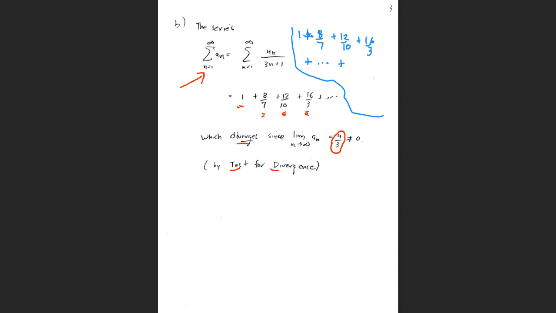And when n is large, the terms of the series behave like this: 4/3 plus 4/3 plus 4/3, and so forth. So this is approximately how our series is behaving. When n is large, the terms of the series are all close to 4/3, and if you add an infinite number of 4/3 together, you're going to get infinity. So the series has to diverge.